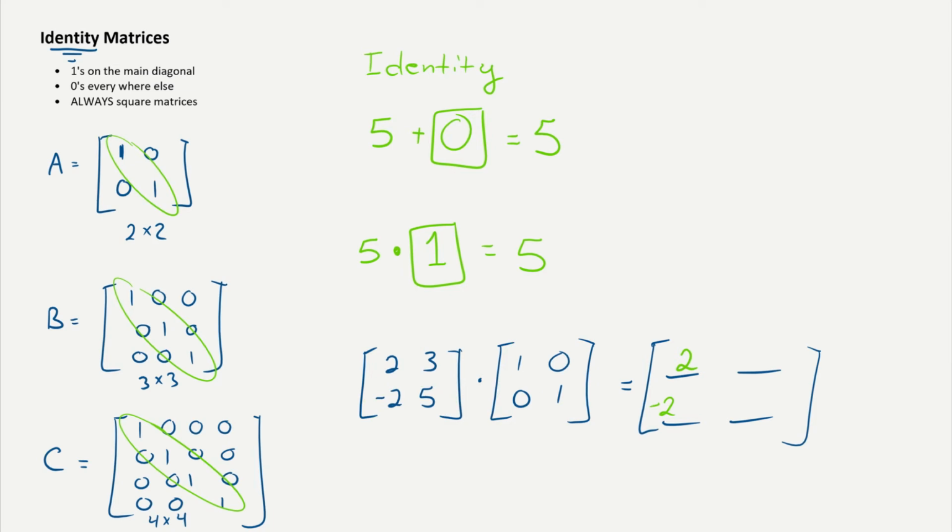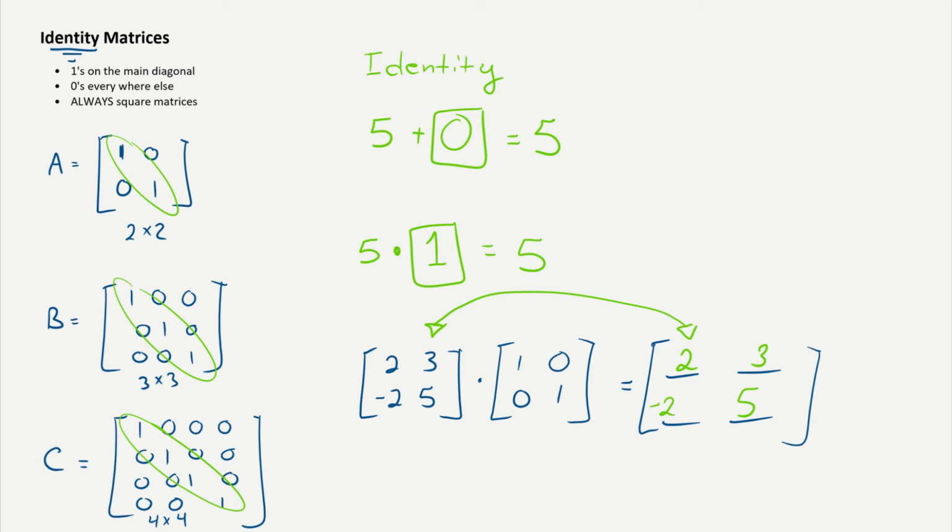And then we try first row second column. 2 times 0 is 0. 3 times 1 is 3. And then we take second row second column. Negative 2 times 0 is 0. And 5 times 1 is 5. Multiply them and, well, what do you notice? These two matrices are the same. So multiplying by the identity didn't change anything.